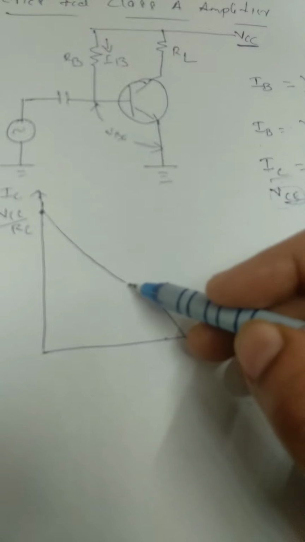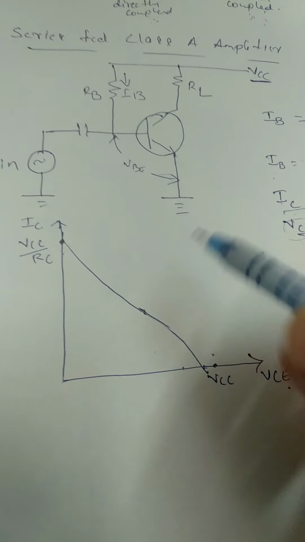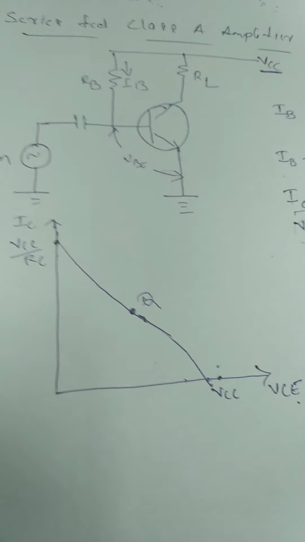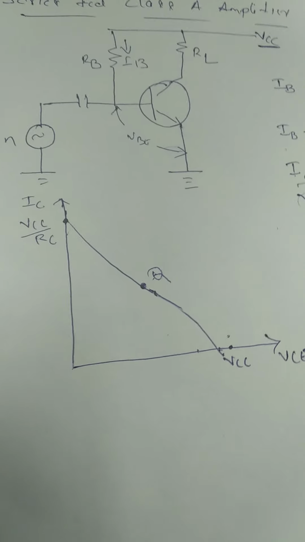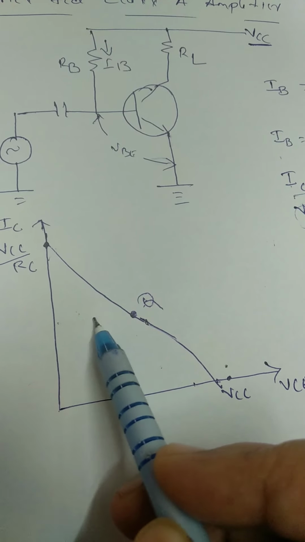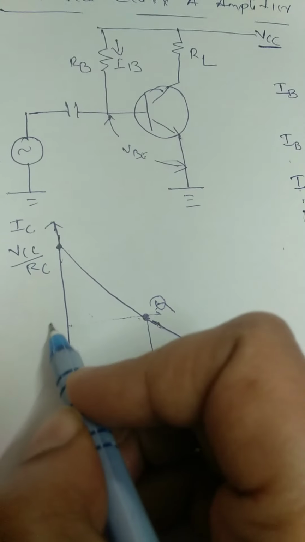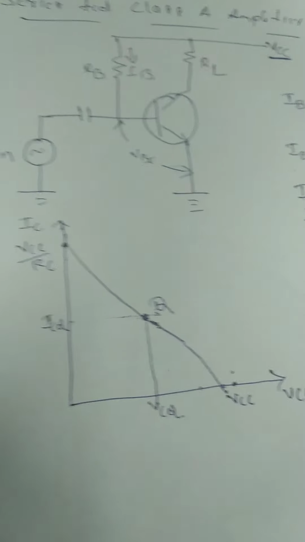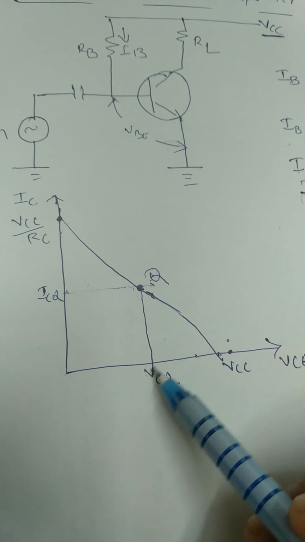Now we need to find where the Q point, that is the DC operating point, should be. For the transistor to operate in the active region, we should have the Q point at the middle of the DC load line. If you draw lines from this point to the two axes, we'll call this ICQ and this VCQ. This is the DC current and this is the DC voltage.